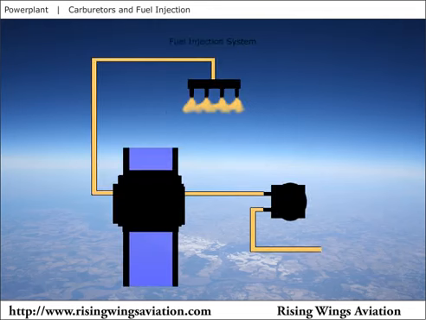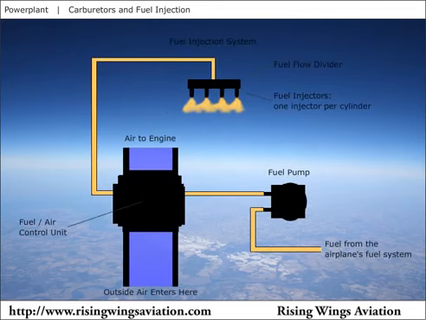A fuel injection system uses a fuel injection pump to supply fuel under pressure to a fuel-air control unit. This unit meters fuel and air to the engine according to the throttle and mixture control settings. The metered fuel then flows to the fuel flow divider, which splits the fuel equally among the cylinders.